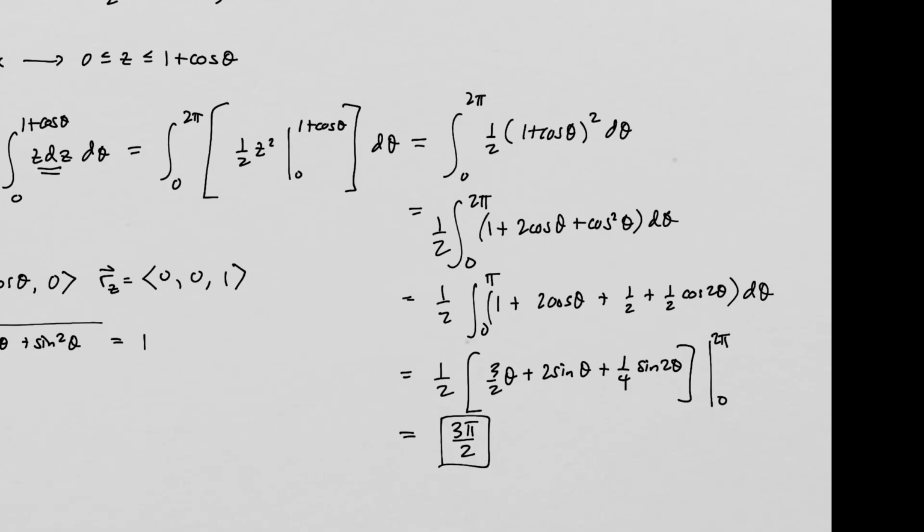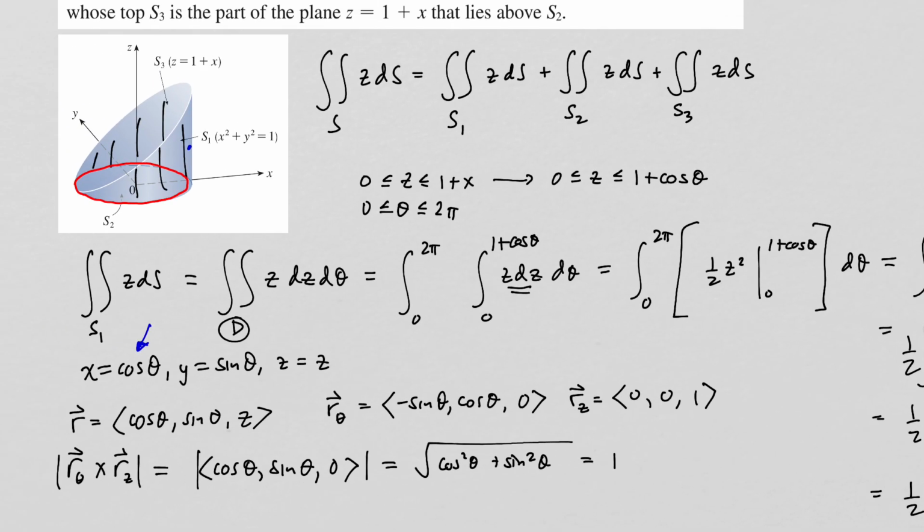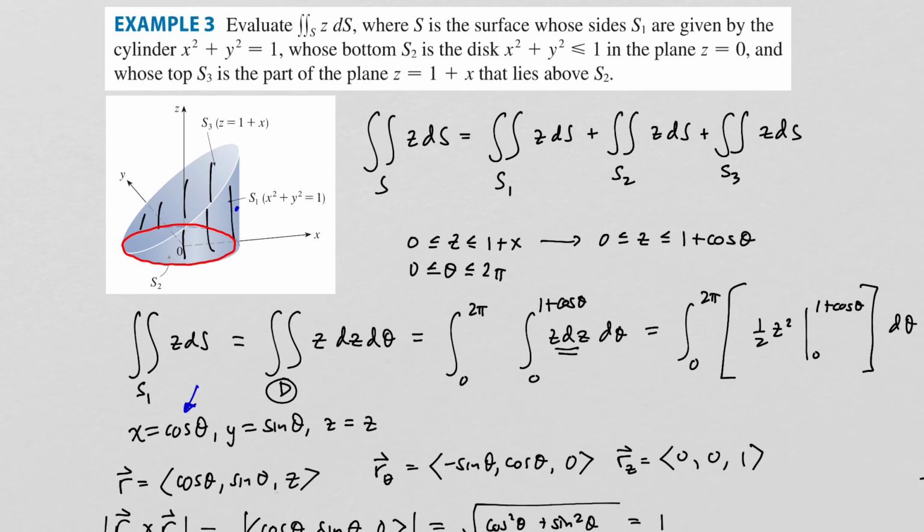Okay, so you get 3 pi over 2. Let's keep in mind that that was the integral over the first surface, S1. We still have to integrate over S2 and also S3. So let's work on those now.